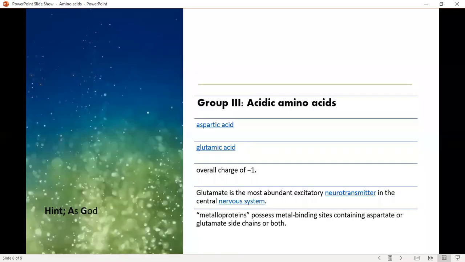Now we will move towards the third type or third group of amino acids. These are acidic amino acids. Why are these called acidic amino acids? Because they contain more than one carboxylic acid group, so they have a net charge of -1 over pH 7. We have 2 amino acids in this category. These are aspartic acid and glutamic acid. So here is the hint to remember these: A for aspartic acid and G for glutamic acid.